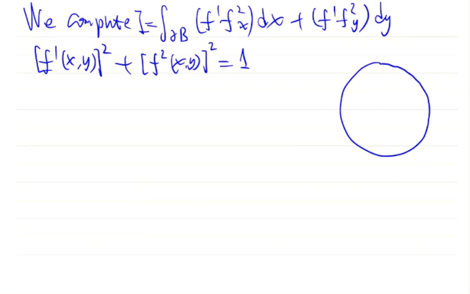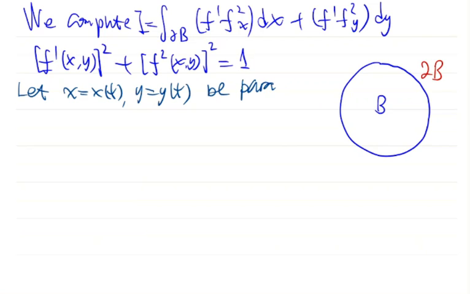Here is the B. This is the boundary of B. To compute this integral, of course, we take a parametrization of the boundary curve, the unit circle. So let x equal x(t), y equal y(t) be a parametrization of the boundary, t inside the interval alpha beta.